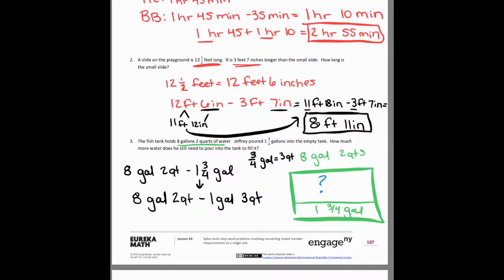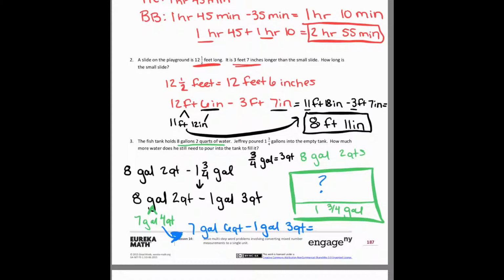And we can't subtract it like it is. There's not enough quarts in the first term, so we're going to break up 8 gallons into 7 gallons and 4 quarts. But then we've got to add back those 2 quarts that we had. So our final subtraction problem is going to look like 7 gallons and 6 quarts, because we had 2 quarts to begin with, minus 1 gallon and 3 quarts.